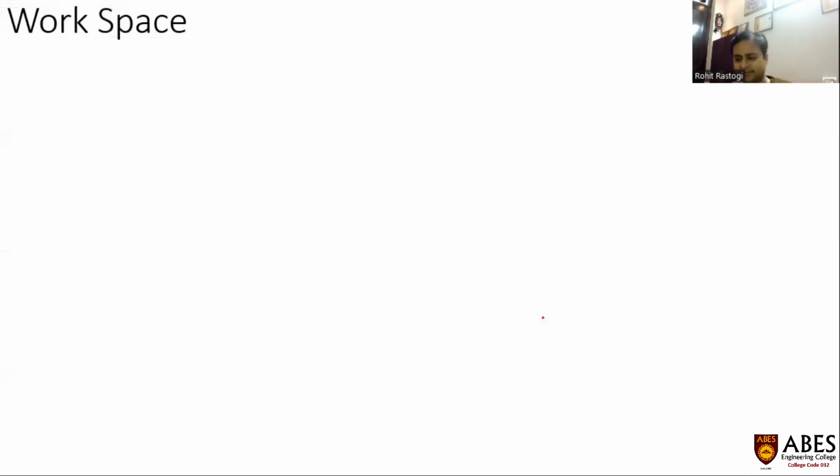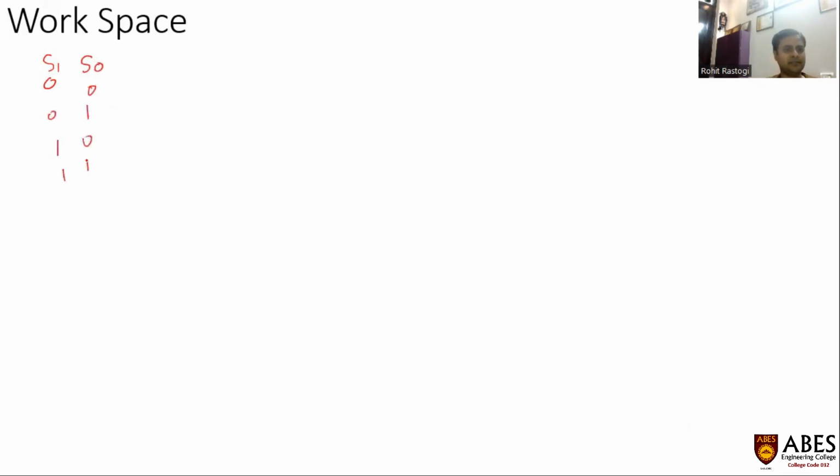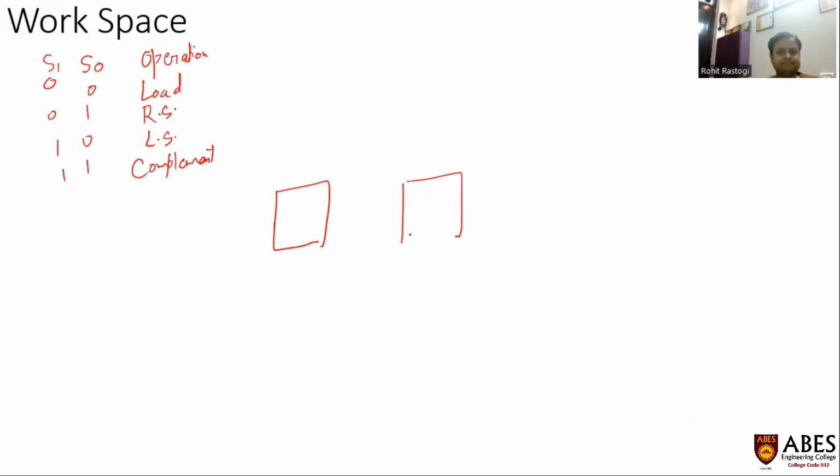So now at the workspace, I'm going to make a shift register for you. Suppose we have two selection lines with possible values 0 0, 0 1, 1 0, and 1 1. So we have these operations possible: loading of the data, right shifting operation, left shifting operation, and we want to do complement of our data, which can be used in other operations. So for this, we will take 4 multiplexers, each of 4 by 1 configuration.